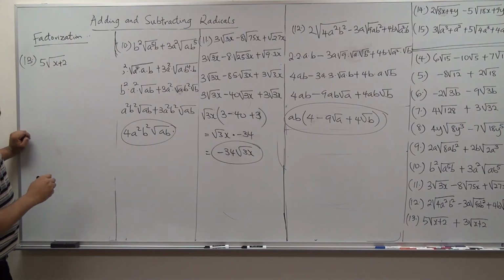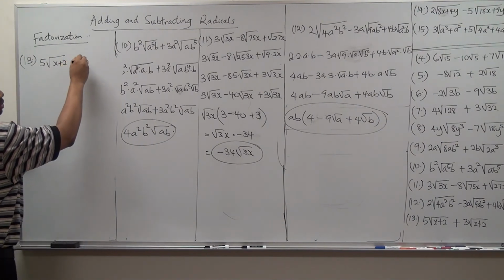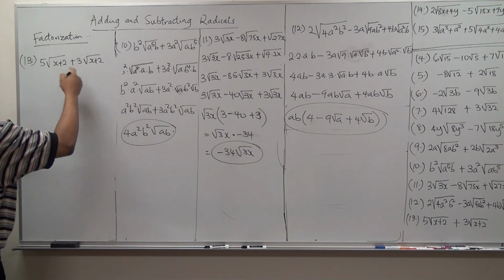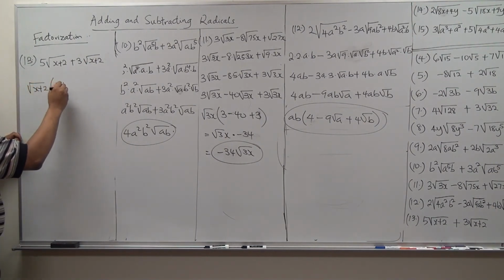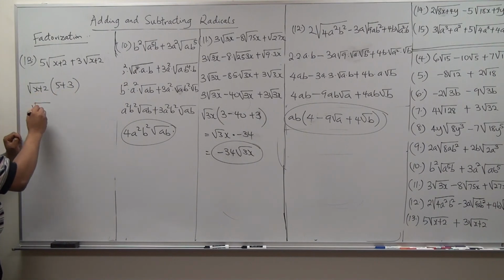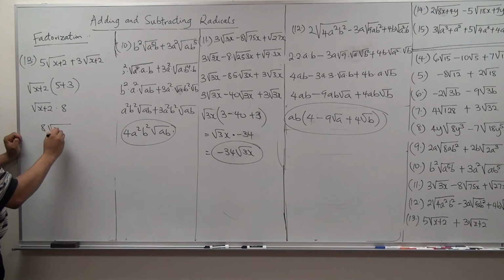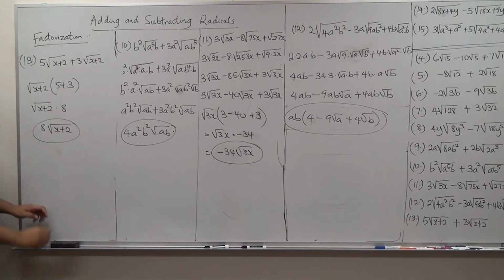5 square root of x plus 2 plus 3 square root of x plus 2. Oh, this is pretty much easy. What's common? Square root of x plus 2, 5 plus 3. That is square root of x plus 2 times 8. So this is 8 square root of x plus 2. There you go.